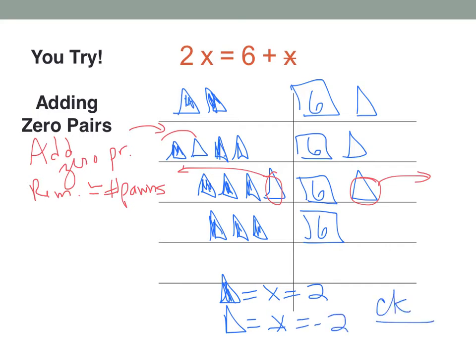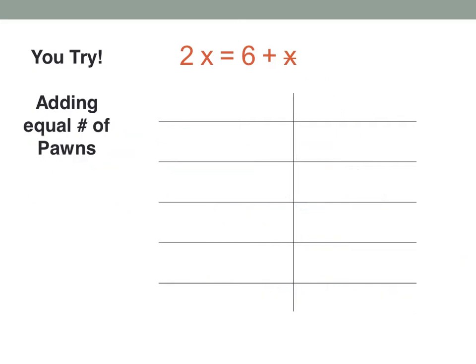We need to do a check, and so 2 times 2 is 4, and on the right 6 plus a -2 is 4. And so you have to actually show the work for that, but we do get that our check does work, and our answer is 2 and -2, adding zero pairs. Now let's do it with adding pawns to both sides. Adding an equal number of pawns.